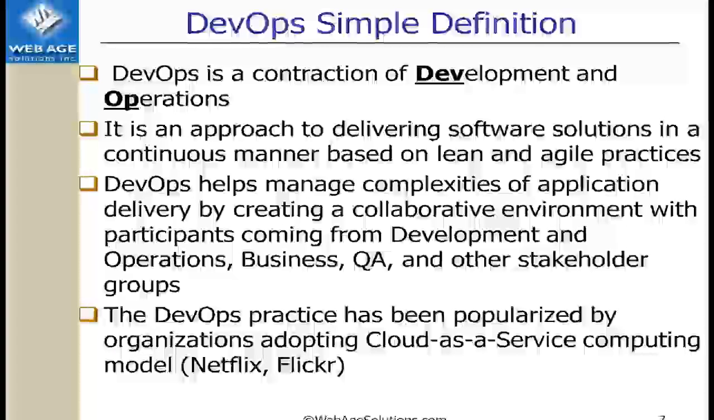DevOps is trying to pursue those deliveries based on the lean and agile practices. So lean is about minimizing wastes, cutting down on unnecessary activities, minimizing bugs, and doing it in an agile manner. DevOps, among many other things, helps manage complexities.